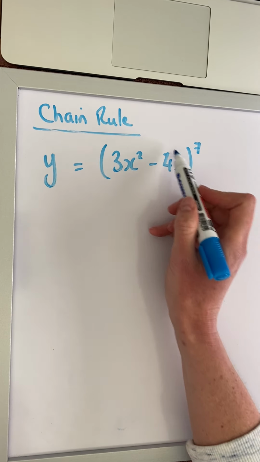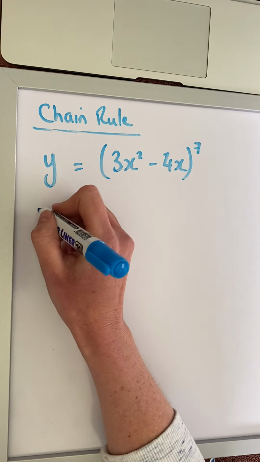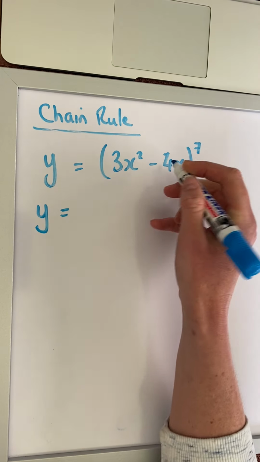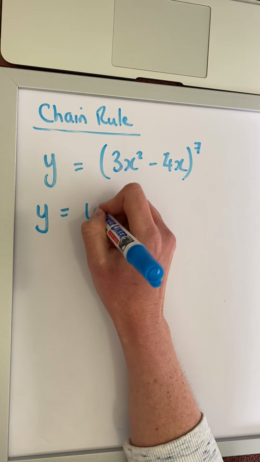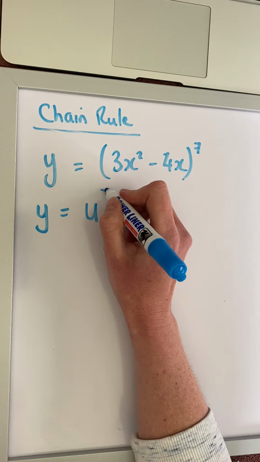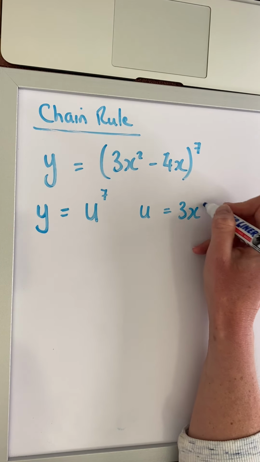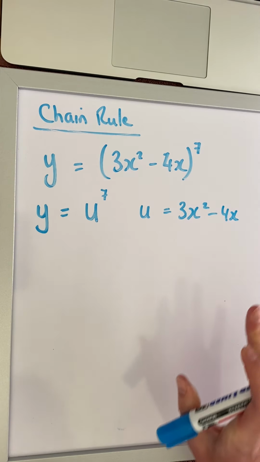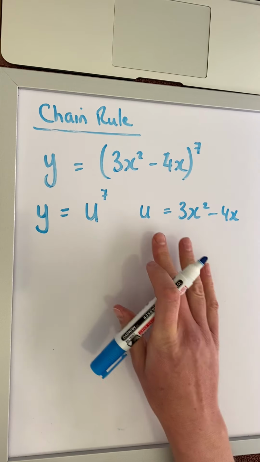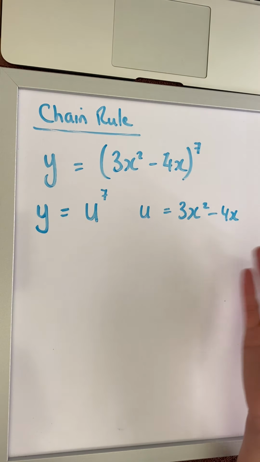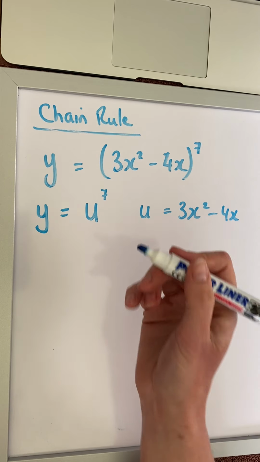So what we do is we replace the complicated part of our function with the letter u. So we can rewrite that as y is equal to, the part that's causing us difficulty here is the bracket. So we're going to replace that bracket with a u. So now we have y equals u to the power of 7, where u is equal to 3x squared minus 4x. Now the problem with this is we have information in terms of y and u, and information in terms of u and x. So we can differentiate these separately, similar to what we've been doing with the product and quotient rule.